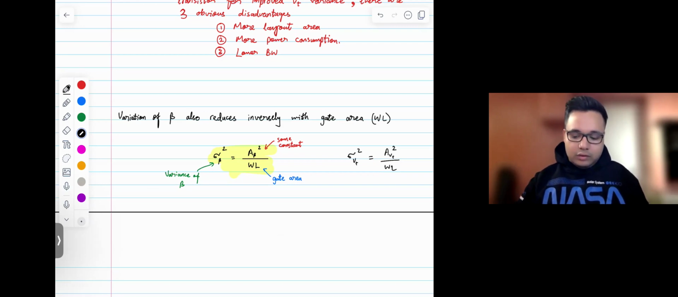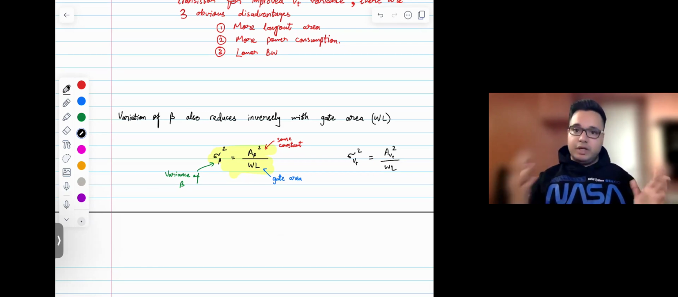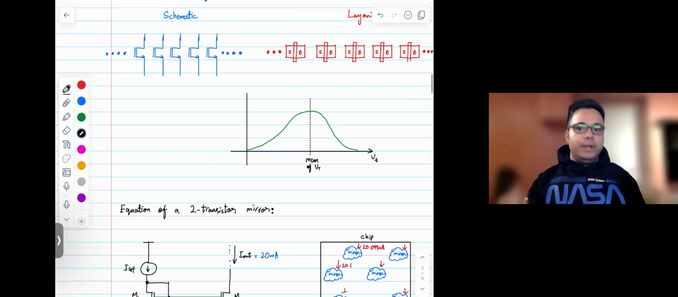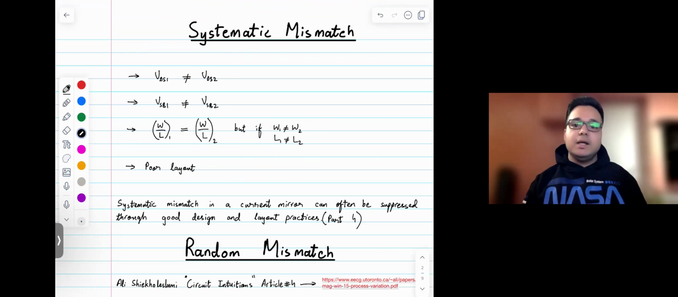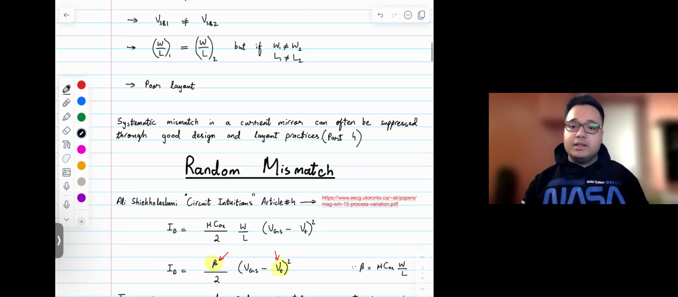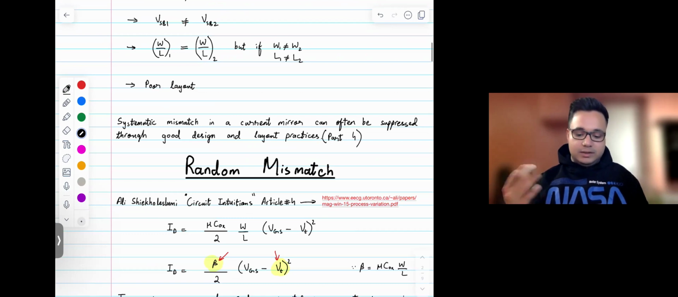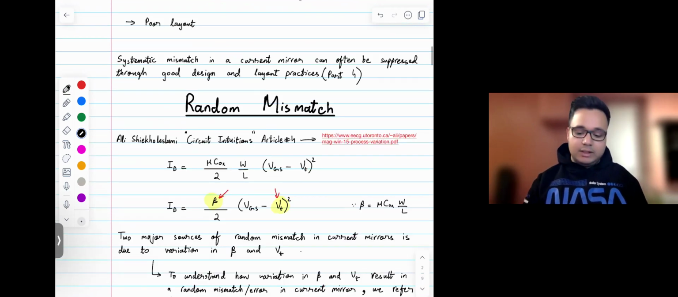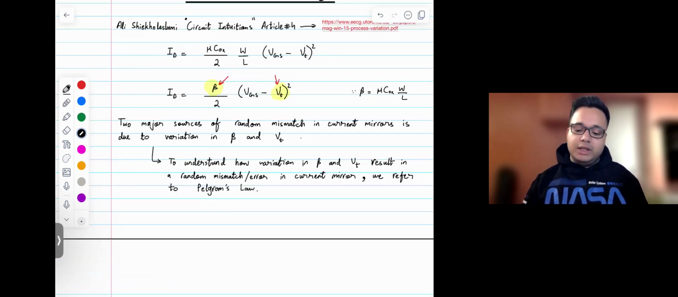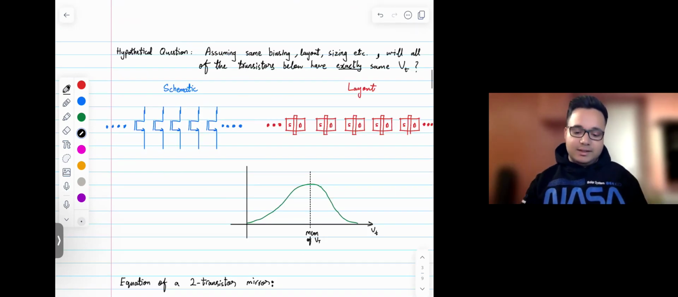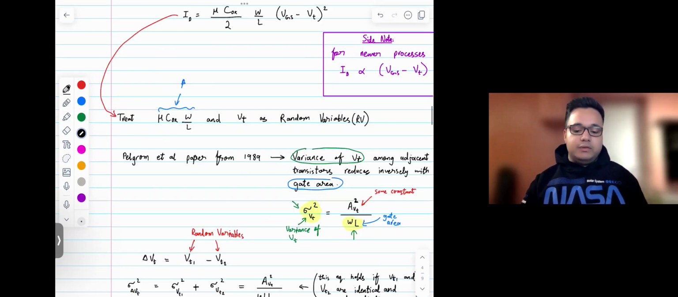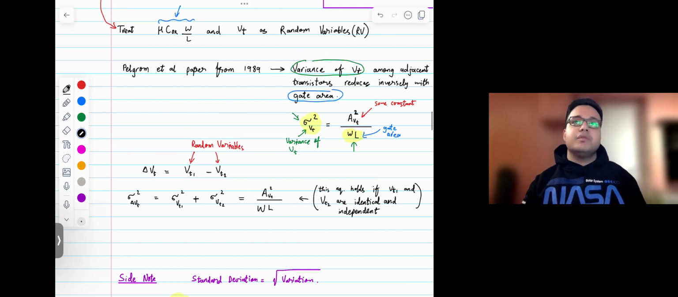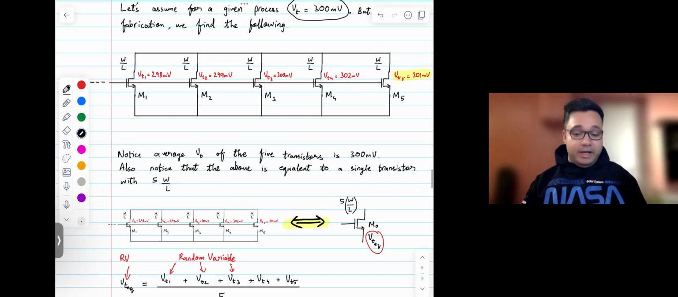And we started off the video, we discussed the systematic mismatch, which is very much deterministic. We know the causes, and if we eliminate those causes, then we pretty much suppress the systematic mismatch. Then the other kind is the random mismatch, and it turns out that it's mostly because of beta and VT and also other things, but for now, beta and VT. And the whole conclusion of this is, according to Pelgrom's law, if we increase the gate area, then we can reduce the variance in the threshold voltage, and we can reduce the variance in beta as well.